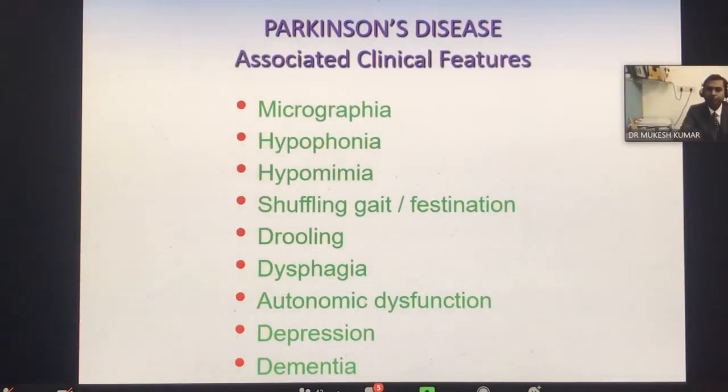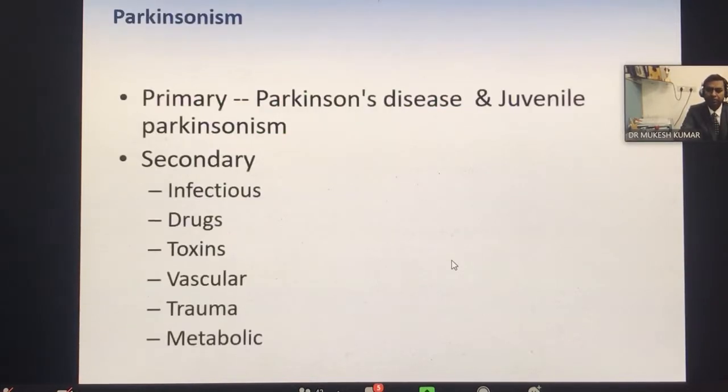Other important features are micrographia, meaning slow writing, slow speech, hypomimia, shuffling gait, drooling of saliva, difficulty swallowing, depression, and autonomic dysfunction, but these are usually late presentations of Parkinson.